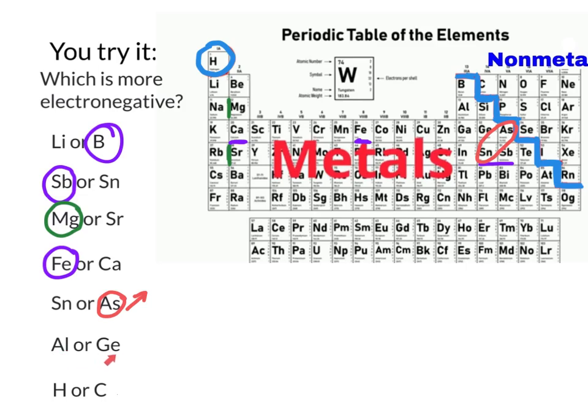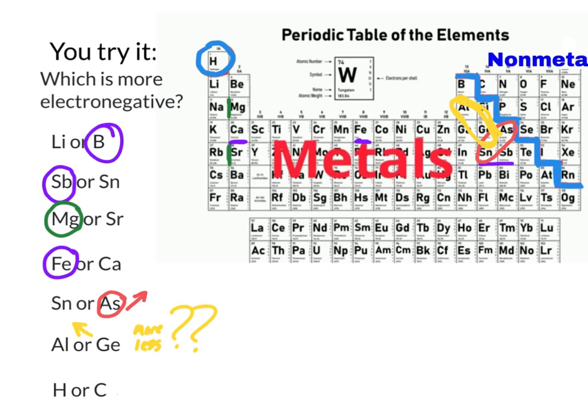So we have aluminum or germanium. Those two are again over kind of in this area in the nonmetal side. We can see that aluminum is above germanium, but it's to the left of germanium. So one case it says it's more electronegative, in the other case it says it's less electronegative. So the answer to this question is it's hard to tell. You would have to actually look at the numbers to see what the difference is.